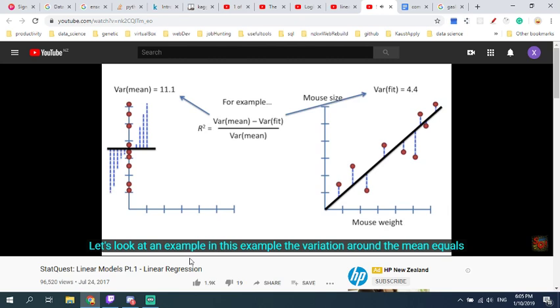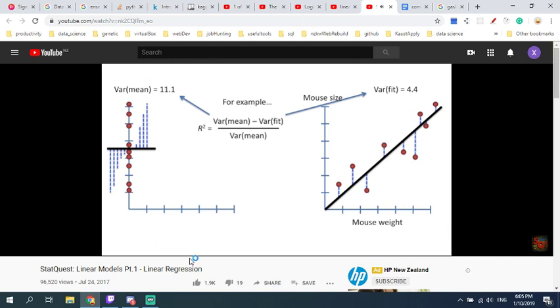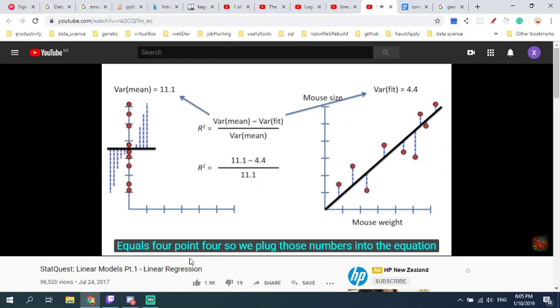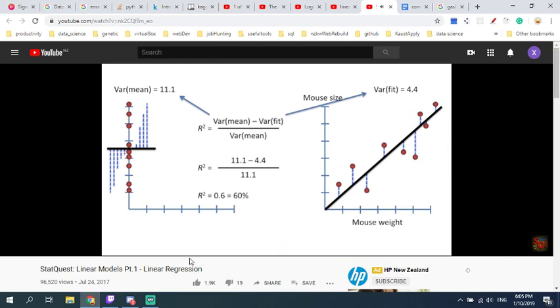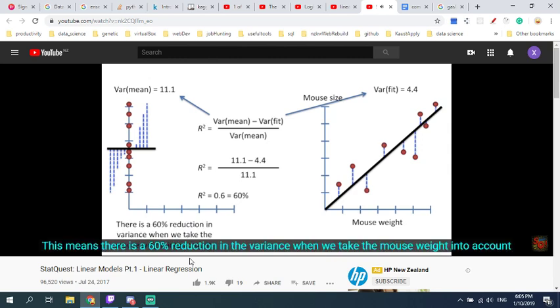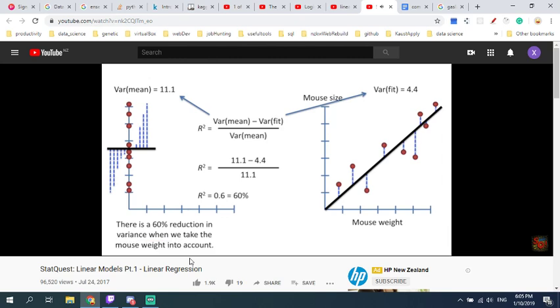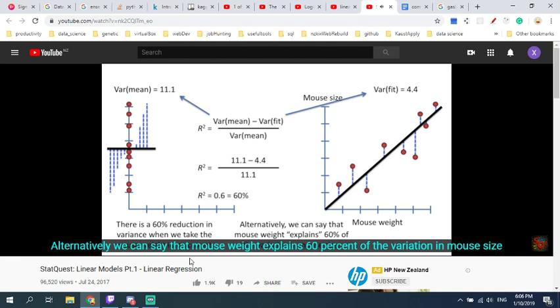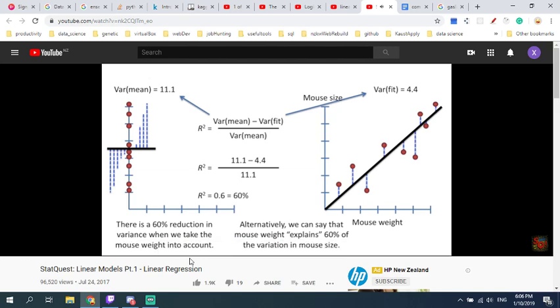Let's look at an example. In this example, the variation around the mean equals 11.1 and the variation around the fit equals 4.4. So we plug those numbers into the equation. The result is that R squared equals 0.6, which is the same thing as saying 60%. This means there is a 60% reduction in the variance when we take the mouse weight into account. Alternatively, we can say that mouse weight explains 60% of the variation in mouse size.